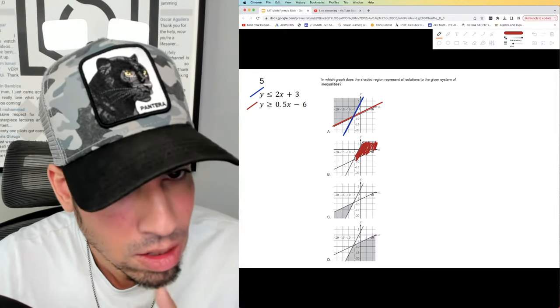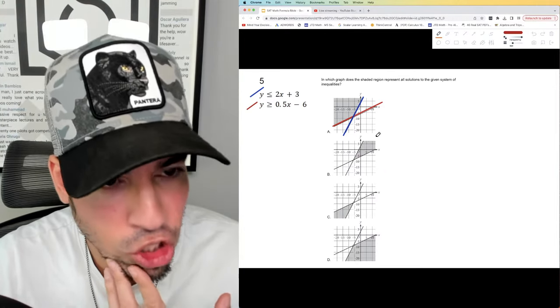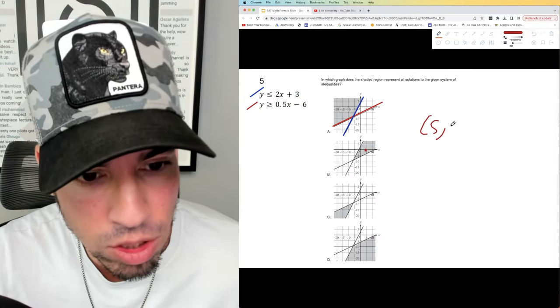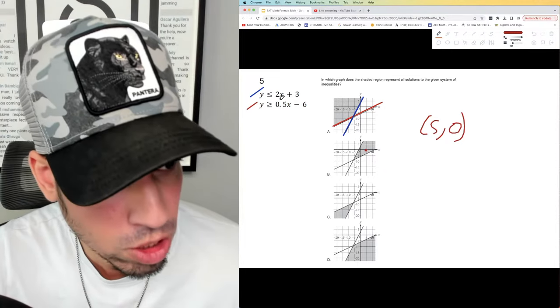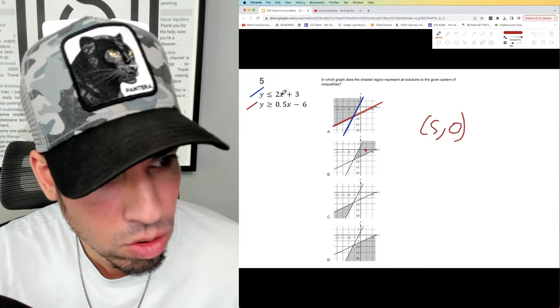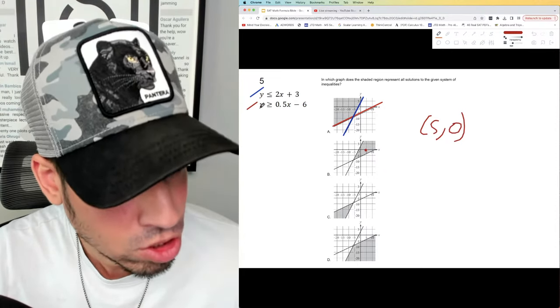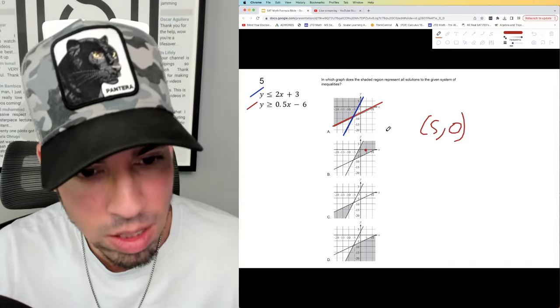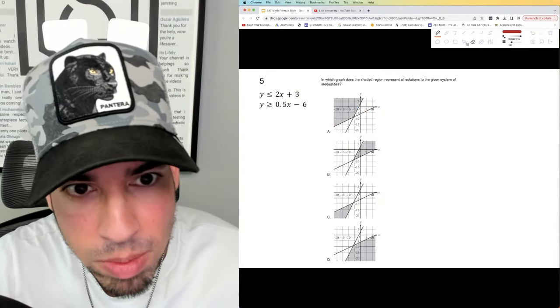Another thing you can do if you want to double check a question like this is say, all right, well then this should be in the solution set. That's 5, 0. Does 5, 0 work in both equations? 0 is less than or equal to 13? Yes. 0 is greater than, half of 5 is 2.5 minus 6. It's a negative number. 0 is greater than that, so it satisfies it. That's another way. Boom, done.